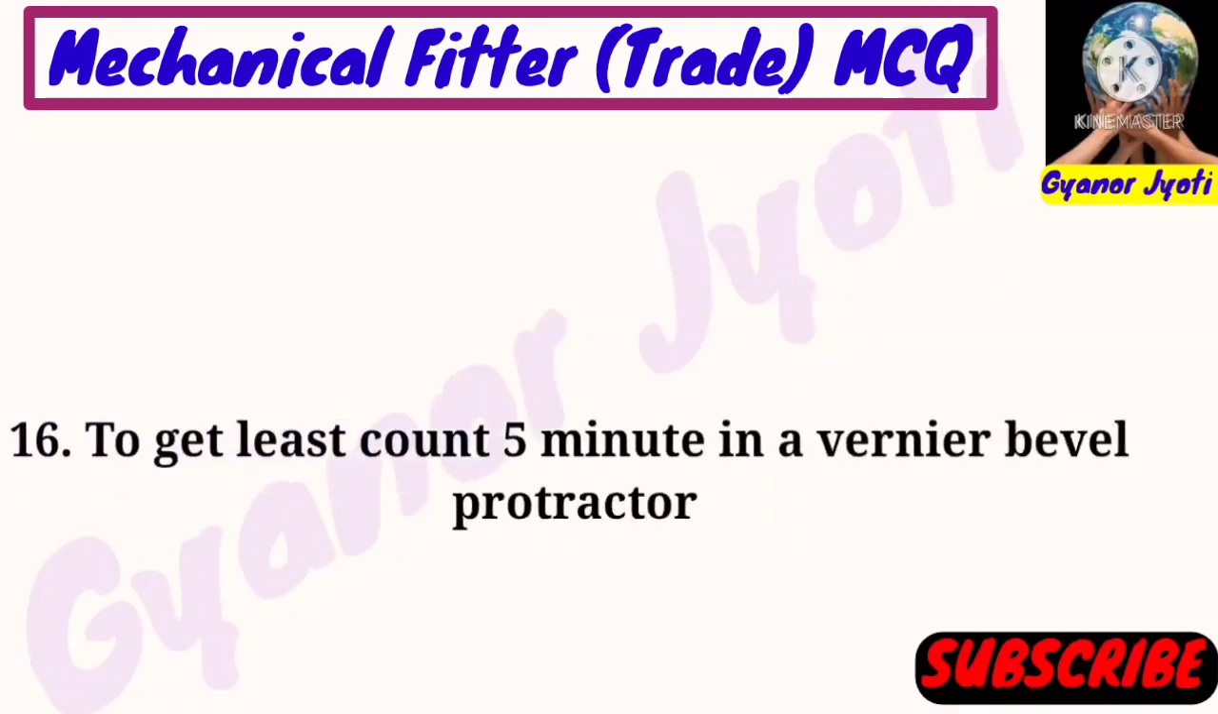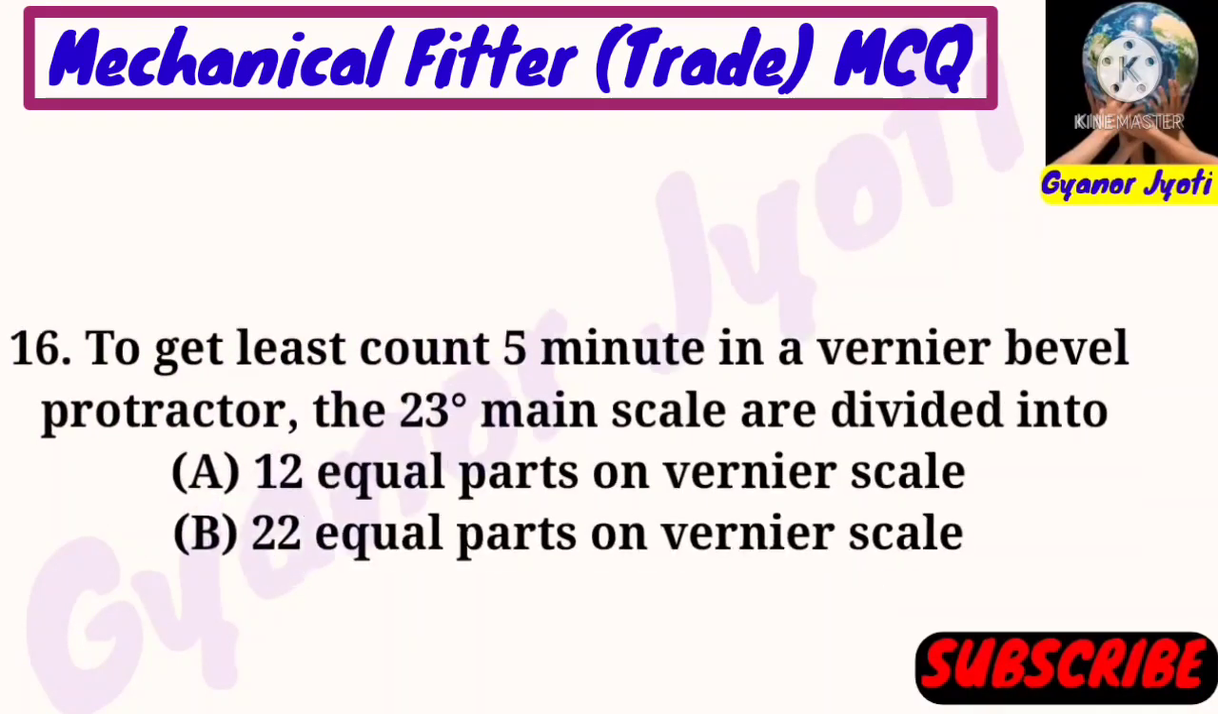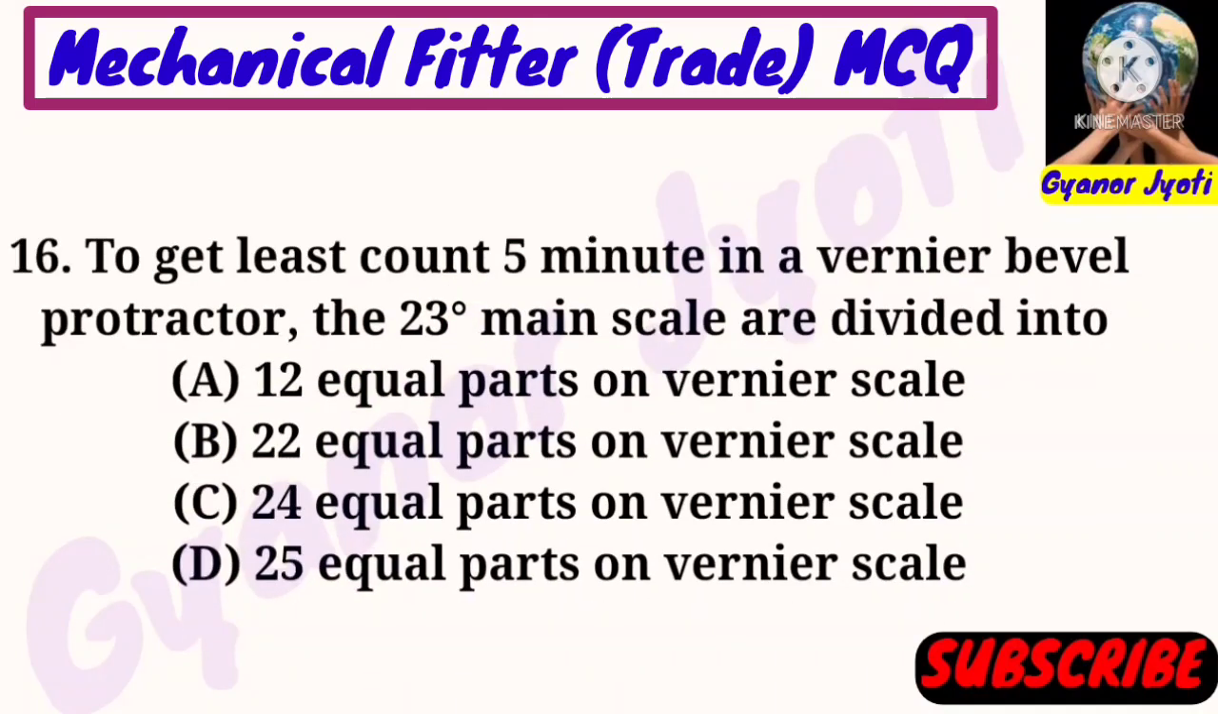Next, to get least count 5 minutes in a vernier bevel protector, the 23 degree main scale is divided into? The correct answer is A, 12 equal parts on vernier scale. To get least count 5 minutes in a vernier bevel protector, the 23 degree main scale is divided into 12 equal parts on vernier scale. A is the correct answer.